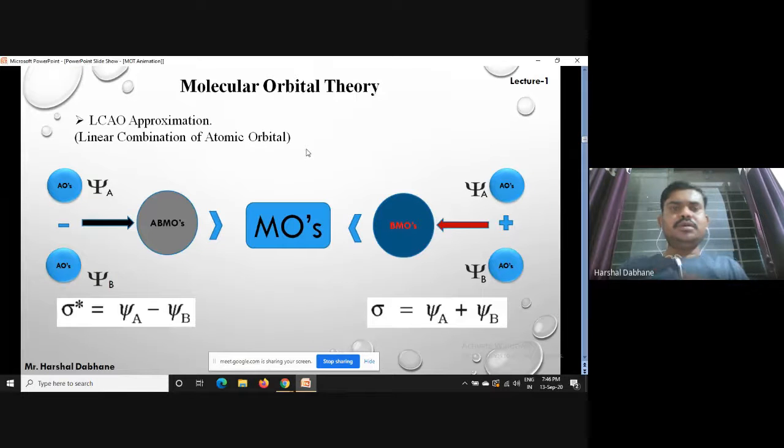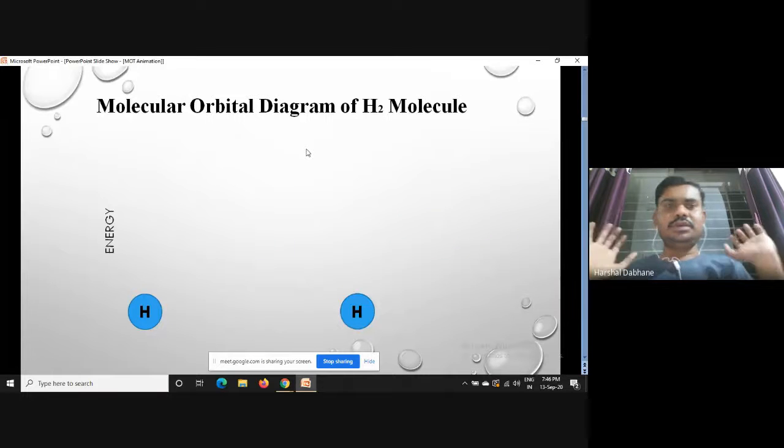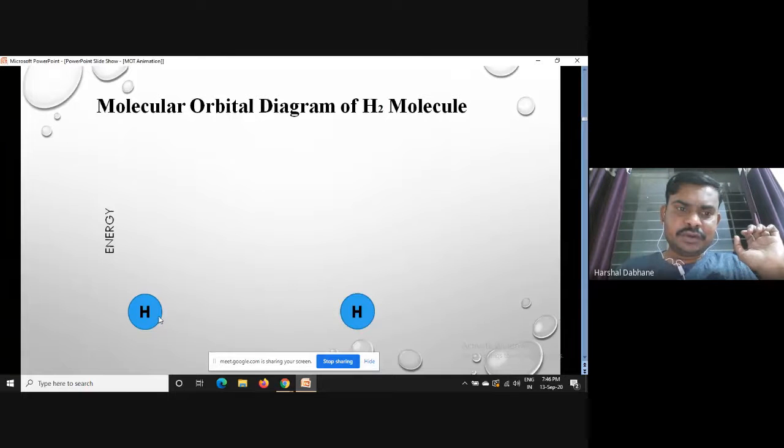Yes. So this one is a concept I have already told you, but some of you do not understand what this means. So we go toward this point here. Here we explain the formation, or construction, of the molecular orbital diagram of the H2 molecule. So this is one hydrogen, and this is the other hydrogen.